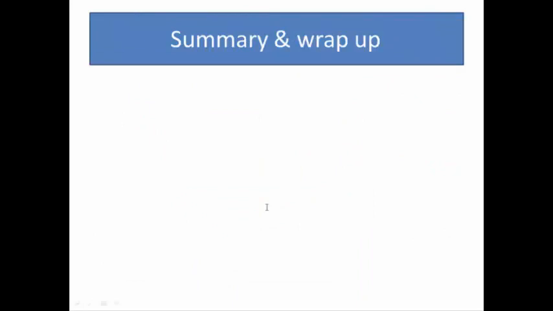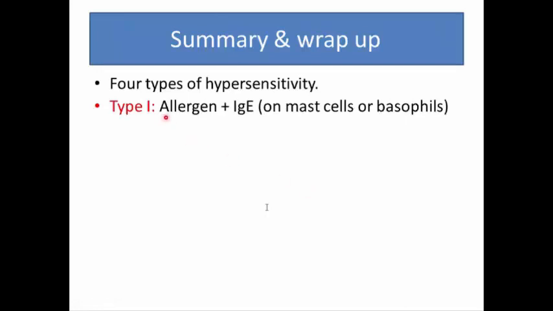Now let's move to the summary and wrap up. We have 4 types of hypersensitivity. Type 1, we have the allergen, and cross-linkage of IgE fixed on the surface of mast cells and basophils leads to release of mediators, like histamine and leukotrienes. Type 2, we have bound antigen or cell surface antigen plus IgM or IgG, which will lead to complement-mediated lysis of the cell.